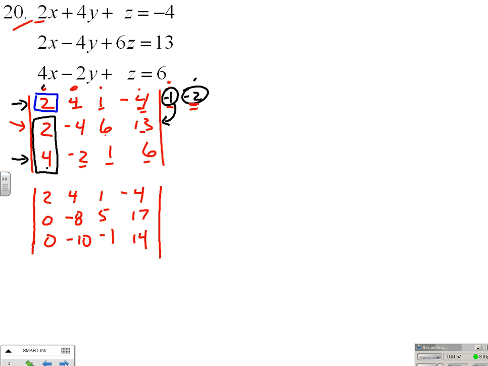Another option would be if the -10 in row 3 was a 1 or a -1. I might switch the rows to have my hitman be a smaller number, but I'm just going to continue on with -8 being my hitman, who is in charge of wiping out 4 and the -10. Okay, so we just go right down the diagonal with our hitmen.